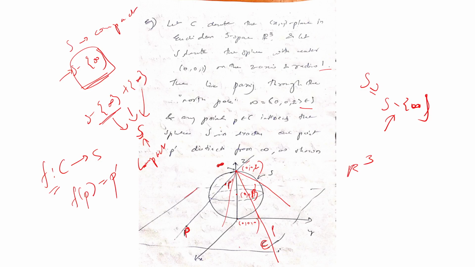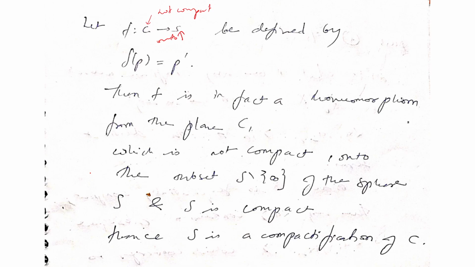Is it satisfying? I am not getting why S minus infinity is not compact. S minus infinity, this is not compact. Why? Because this is forming a homeomorphism, right? Okay, ma'am, now got it. We are using the concept of the homeomorphism here.